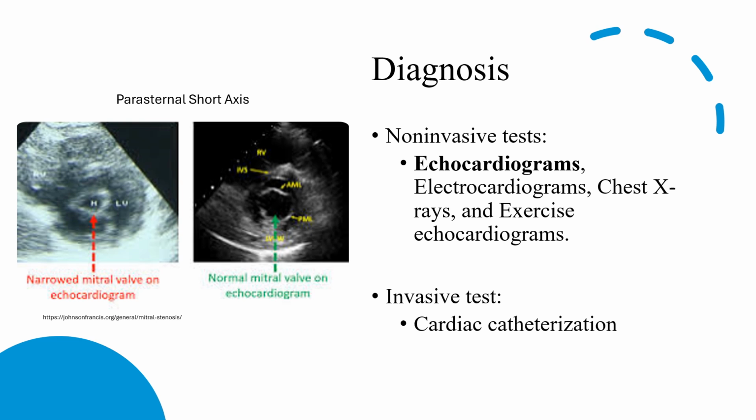You can also use a chest x-ray, which will show signs of left atrial enlargement, pulmonary congestion, and pulmonary hypertension. You can use exercise testing, which is used to assess the functional capacity and symptoms in patients with mitral stenosis. And your invasive test is going to be your cardiac catheterization, which is less commonly used for routine diagnosis. It's usually used in cases where intervention, like we're going to talk about in the next slide, is being considered.